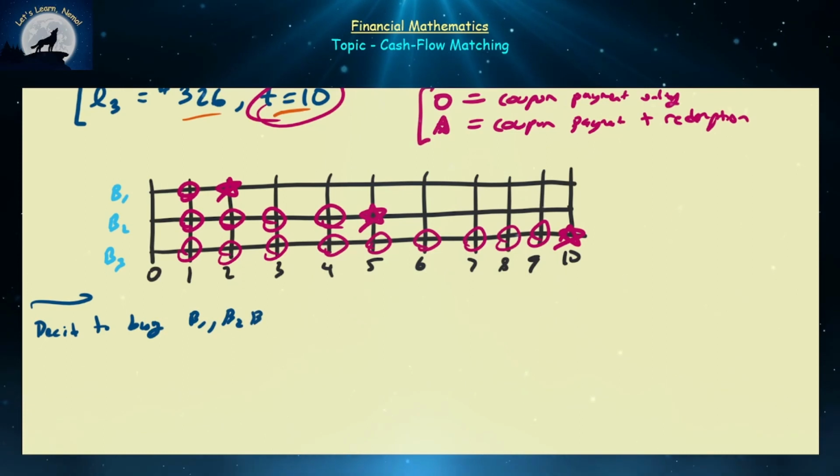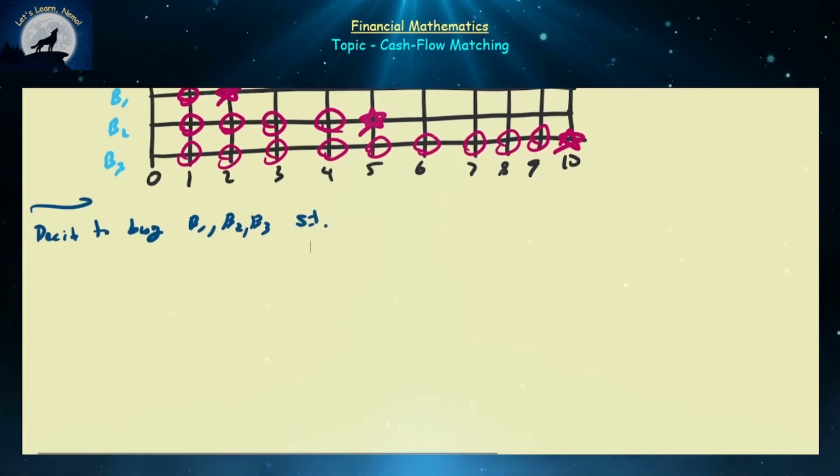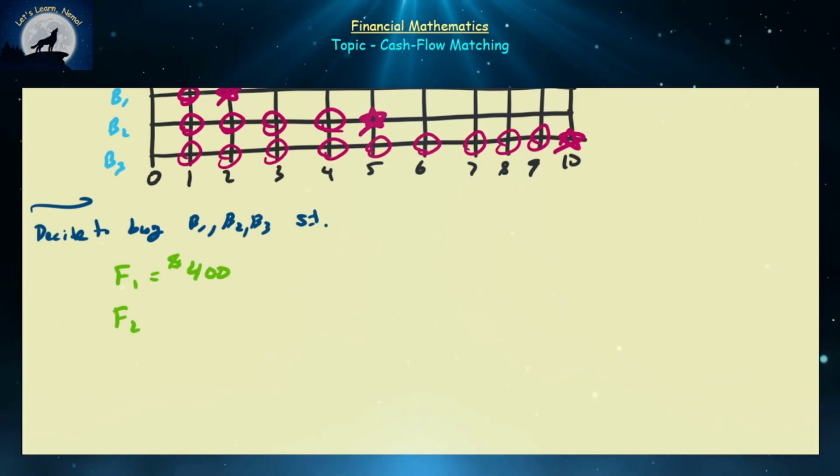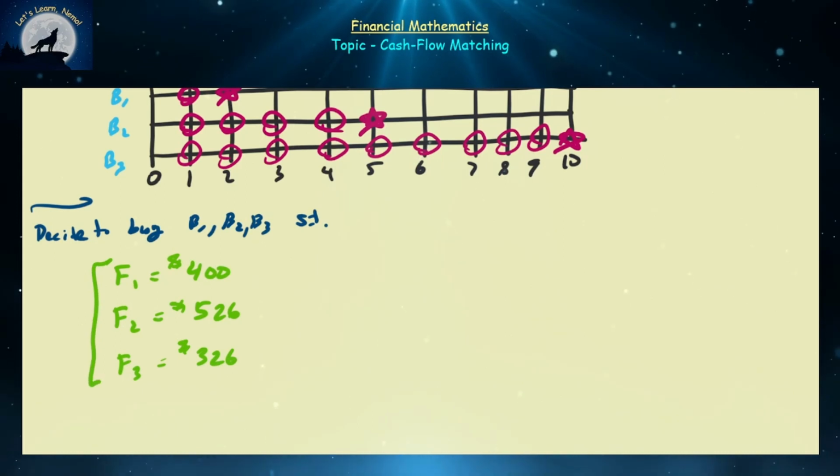So then you decide to buy B1, B2, and B3. So you have this timeline, you're like, okay, I need 3 bonds that at least have these properties, and let's assume that you have the following 3 bonds. Let's assume that the first one, you pay out $400. The second one, you pay out $526, and the third, you pay out $326. Now, where are you getting this money from? So this could be from the policies that you charge your insurance policyholders, right?